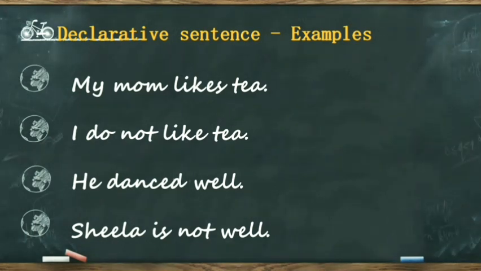See the third one, children. He danced well. This is a positive sentence, right? See the fourth one. Sheila is not well. Again, you can see the word not, negative sentence. So, all the sentences which give information come under declarative sentence.